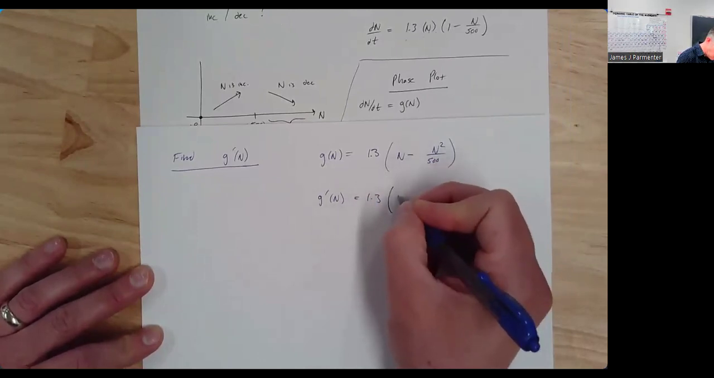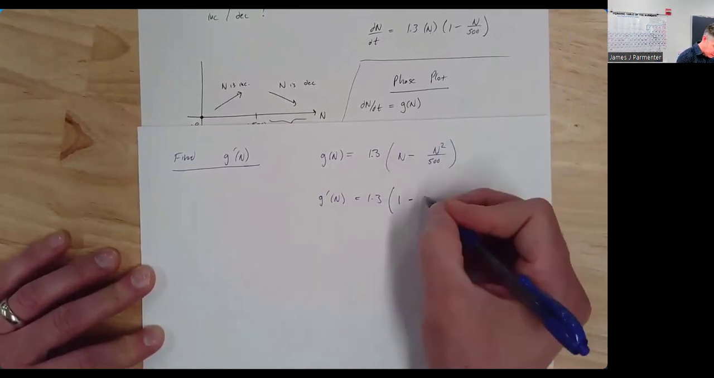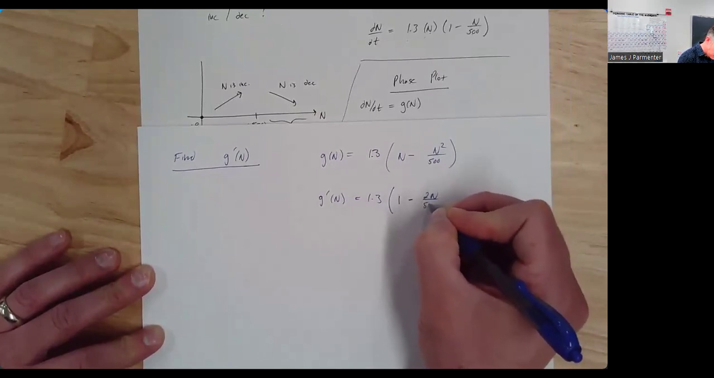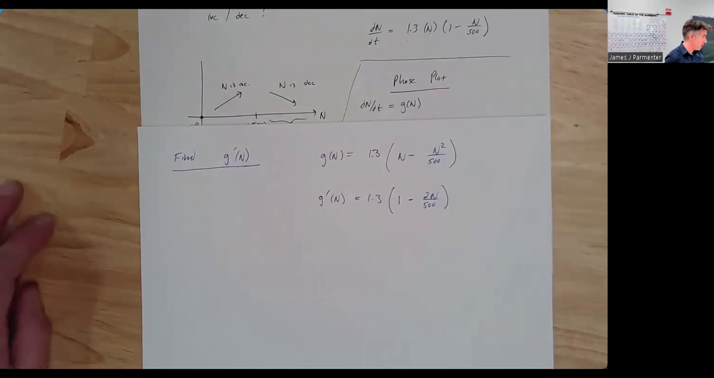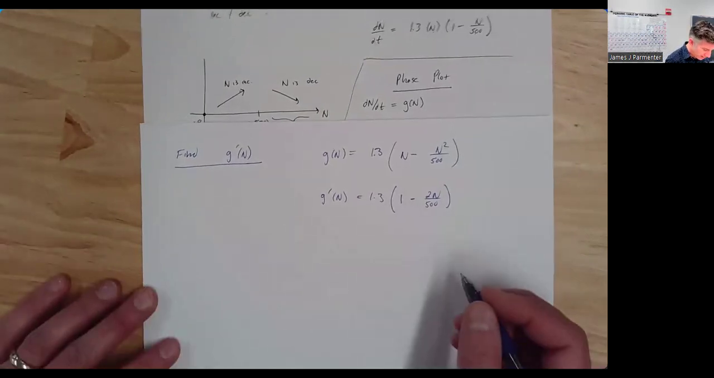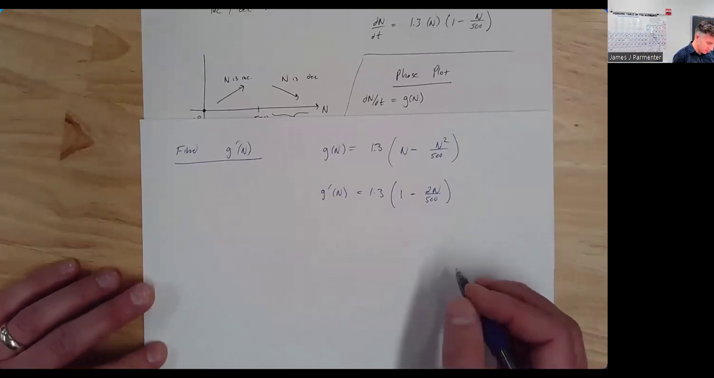And the derivative of n is 1. The derivative of n squared over 500 is 2n over 500. You don't need to use the quotient rule there. It's just 1 over 500 times n squared, and the derivative is 1 over 500 times 2n. And then we're going to check each of our equilibria.